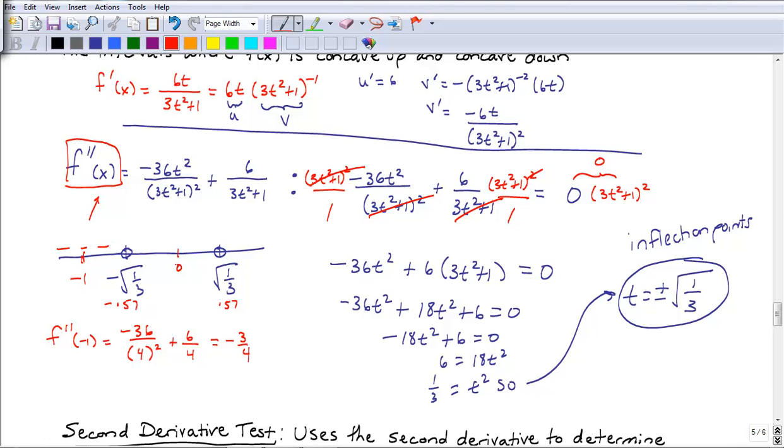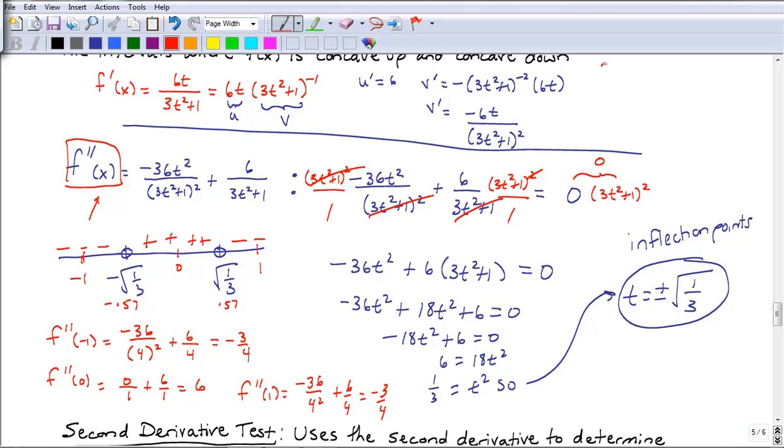I can pick 0 to plug in. The first one gives me 0 over 1 plus 6 over 1, which is 6, which is positive, the second derivative. And I can plug in the number 1. And when I plug in 1 into the second derivative, I get negative 36 over 4 squared plus 6 over 4, which is negative 3/4. So I get a negative number when I plug in 1. So now I know all the concavity of this graph.